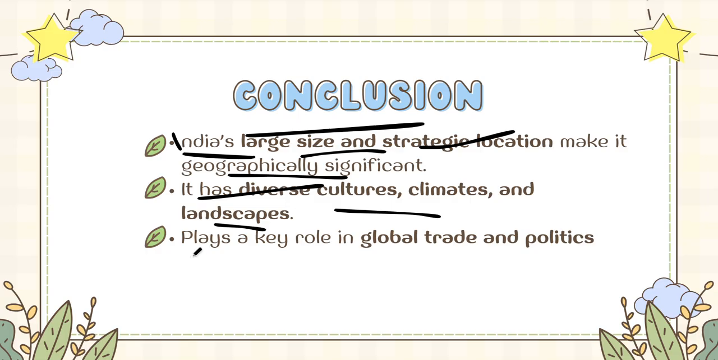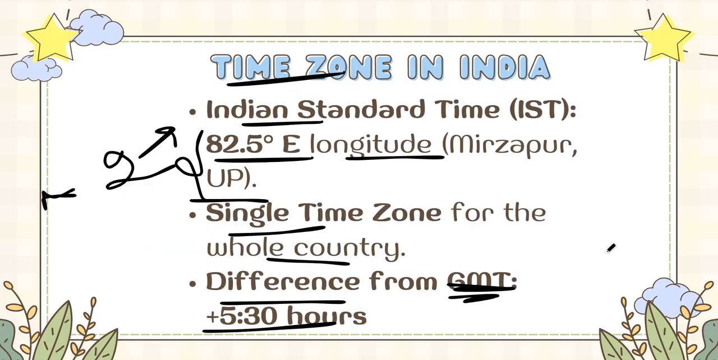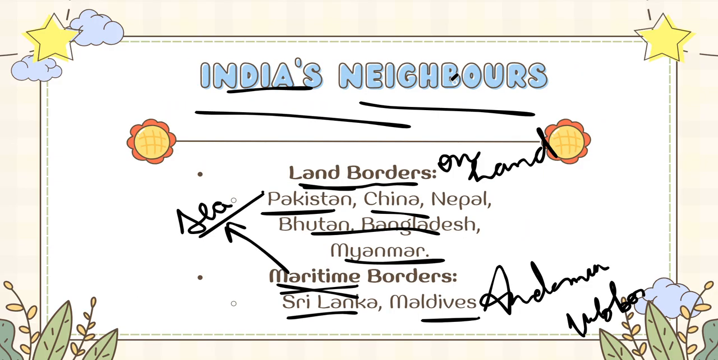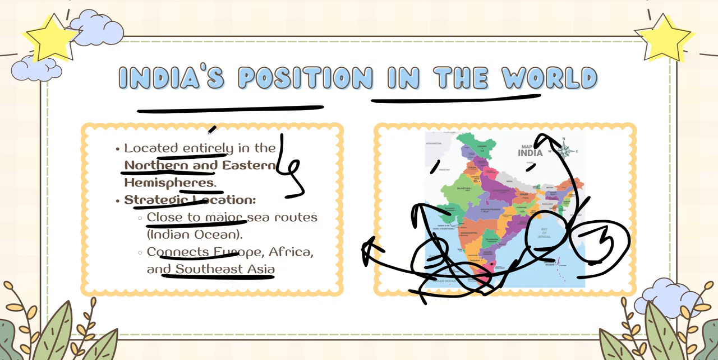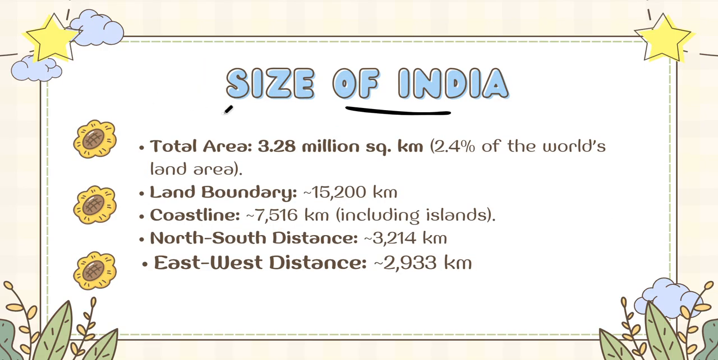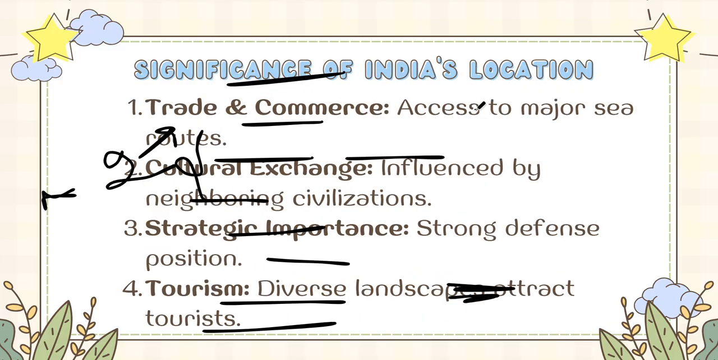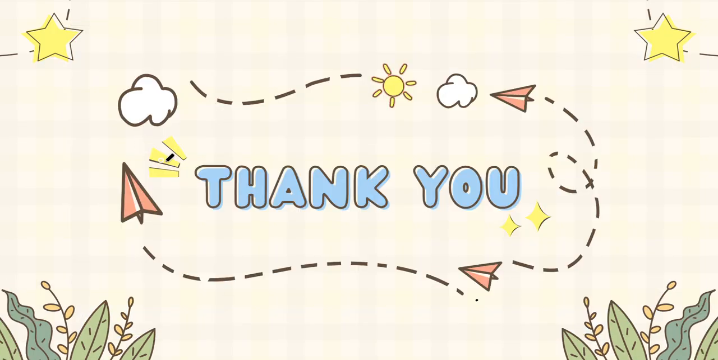Next we have learned how it plays a key role in global trade and politics. Here, children, comments means exchange kind of thing. And we have learned its neighbors, its position in the world, its size, its location, and the introduction for this chapter, and how India is the oldest civilization in the world.